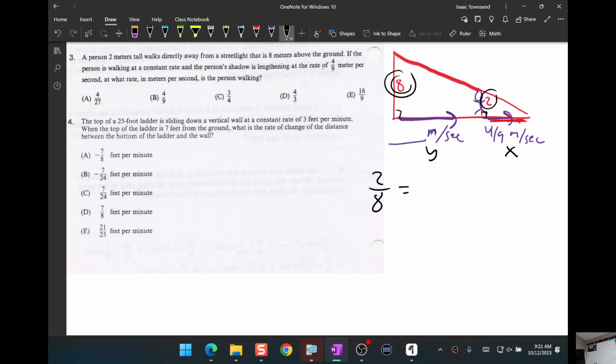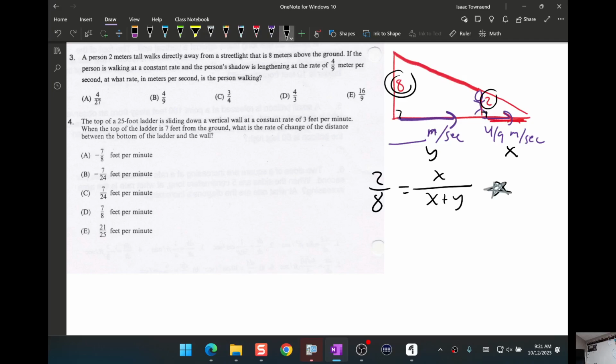So I took small triangle length compared to big triangle length, and then I need to be consistent with that over here. Small triangle length is x, big triangle length is x plus y. So that's a proportion, a very popular type of proportion that you should have seen in geometry.